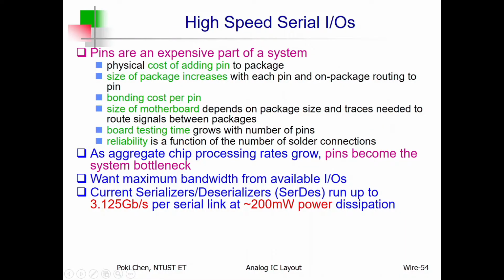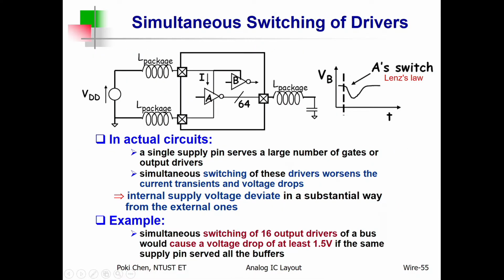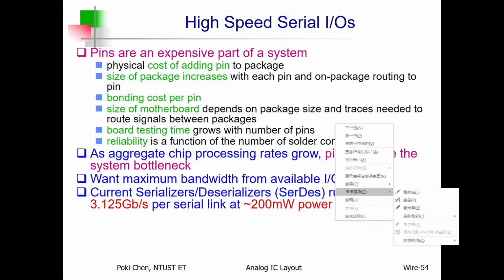Nowadays, we have a lot of good chips, advanced chips, with very high communication speed. How can they achieve such high communication? With the help of serial communication instead of parallel communication. If you are interested, please study the serializer, deserializer, the so-called SERDES. You can study it by yourself.